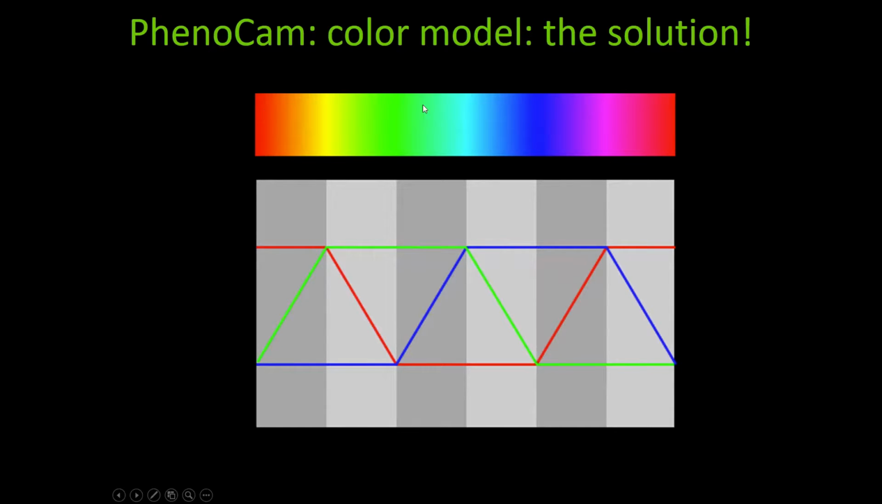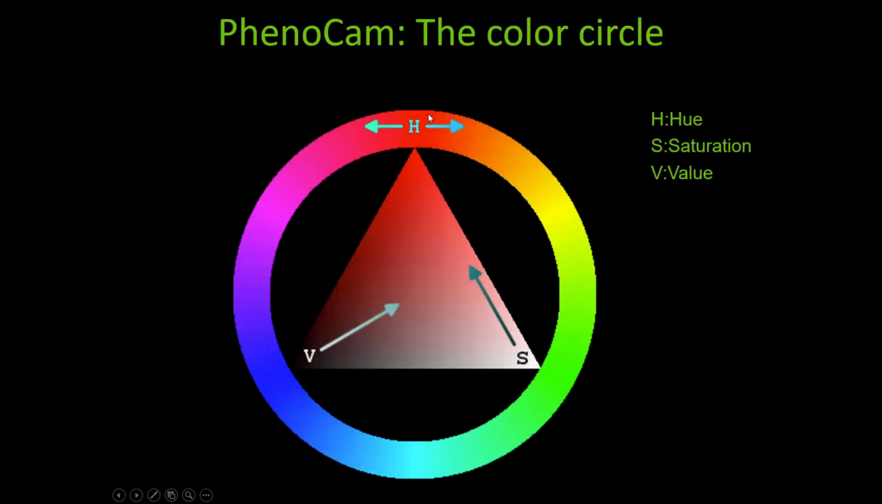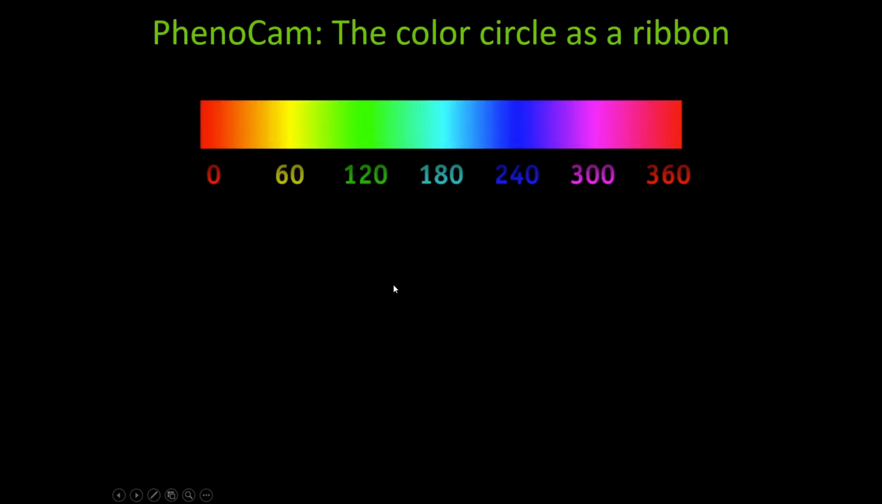And you know probably this ribbon as a circle. It is the color circle you probably already know. But if you go back to the ribbon and combine it with this circle, you can say here is 0 degree, here is 90 degree, 180 degree, 270 degree, and 360 degree. So you get this kind of color ribbon.